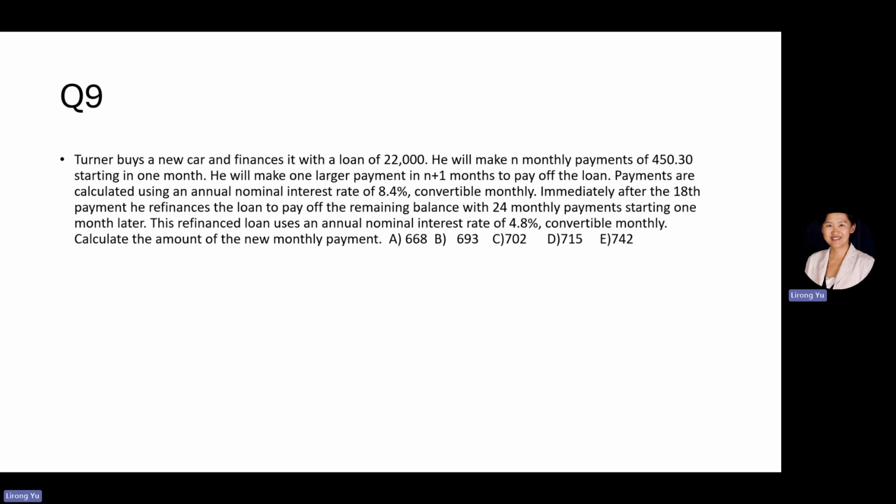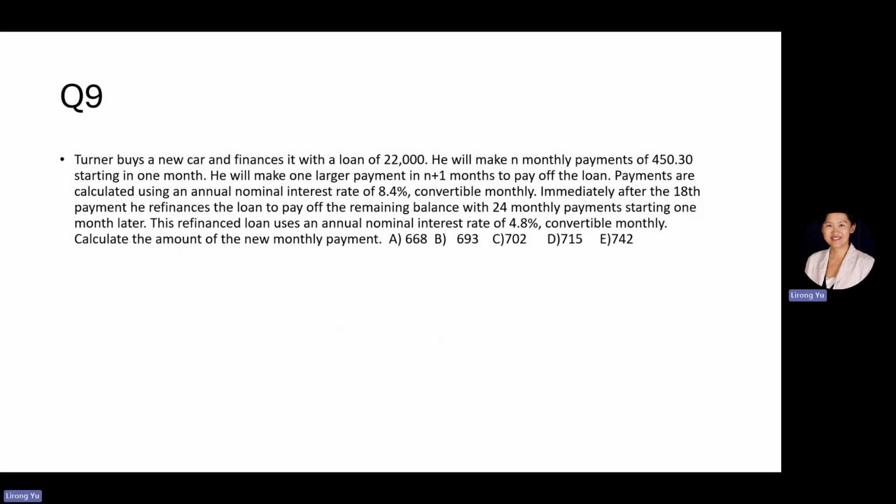Once we get that outstanding balance, it will be the new loan. We're refinancing it with a different payment plan. For the first payment plan, we do not know how many payments, that is, the monthly payment we're not given. But we are clear about how many payments: 18 payments, then we stopped. We move on to a new loan.